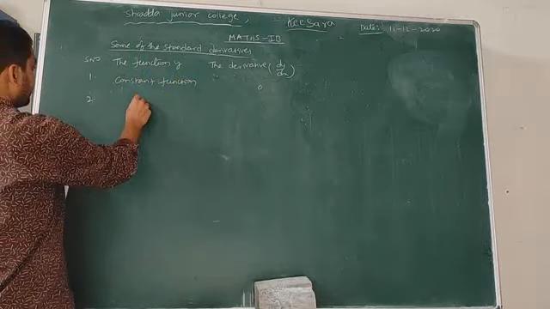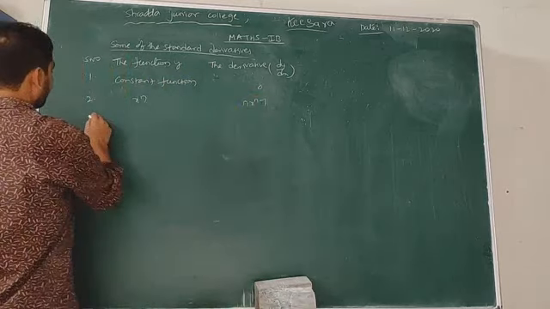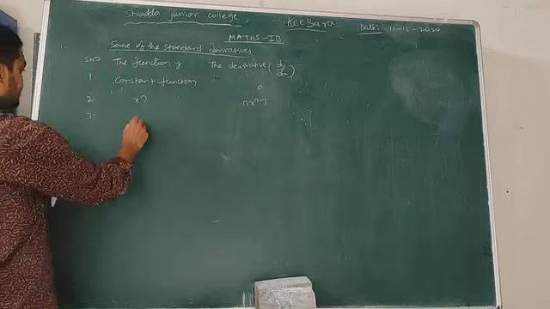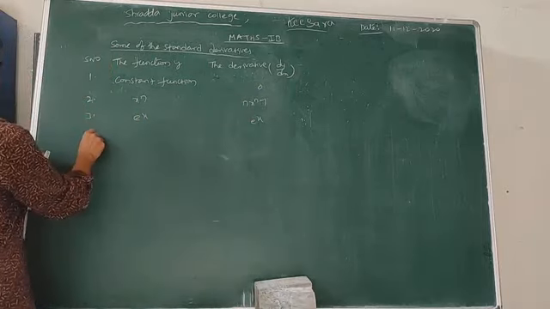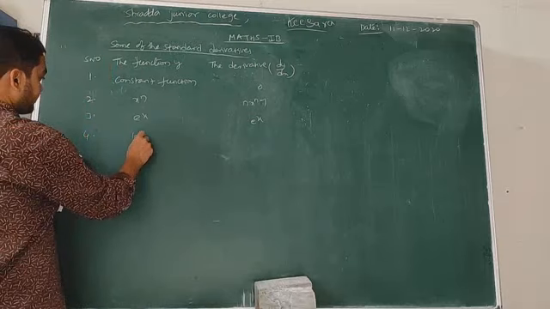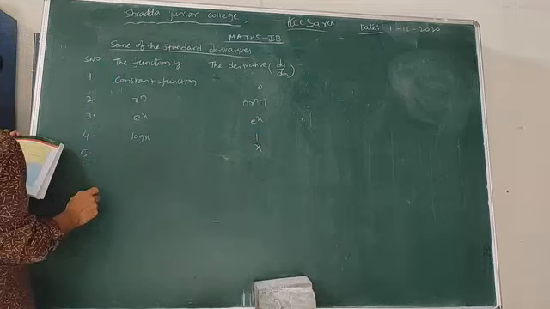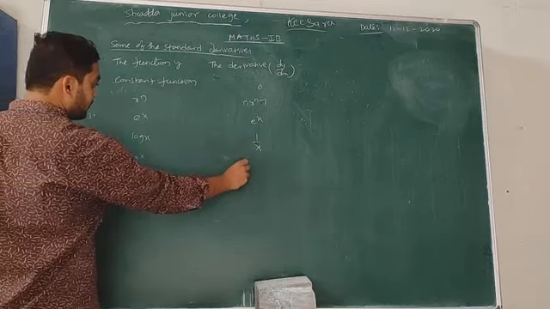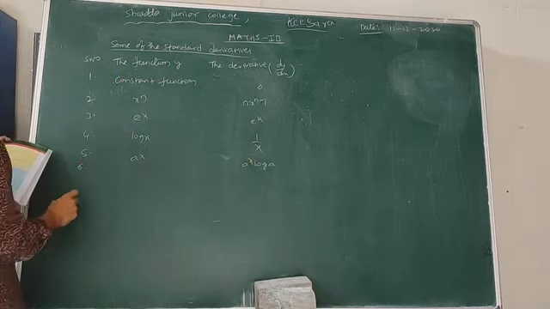And second, x power n. What is the formula? That is n into x power n minus 1. Next, d/dx of e power x is e power x. Next, d/dx of log x is 1 by x. Next, d/dx of a power x is a power x log a.